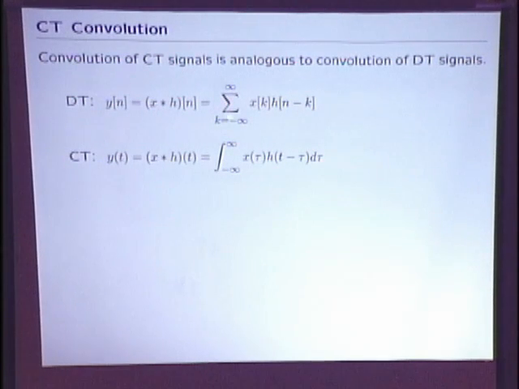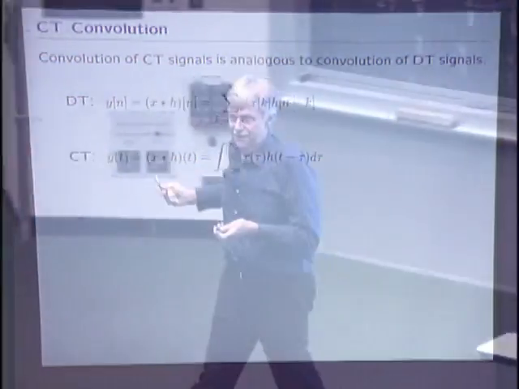So in DT, we thought about it this way: if you convolve x with h, you take the first index, x of n, and turn it into x of k, a dummy variable. You take the second one and do n minus k. Here we do the same thing. t goes to tau, and the second one goes to t minus tau. The sum up here turns into an integral. Otherwise, it's exactly the same thing.